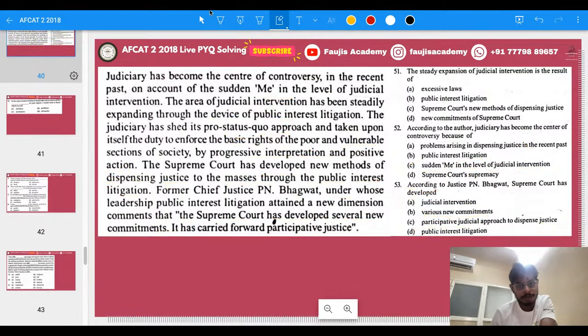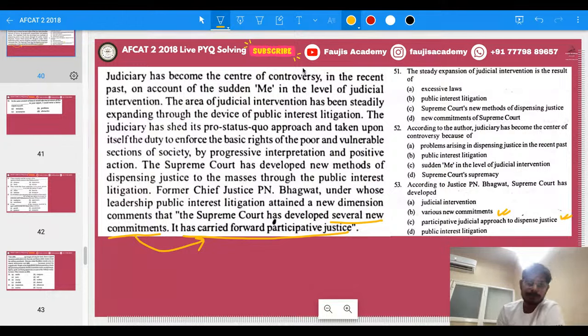Now we have to choose either B or C. Which one will we choose? That's a $1 million question, because they have also written several new commitments, and these commitments have carried forward participative justice. What do you guys think? Which one should we choose, B or C?